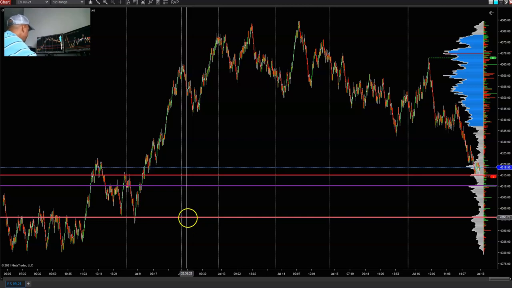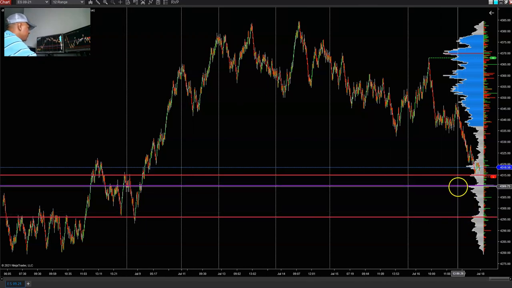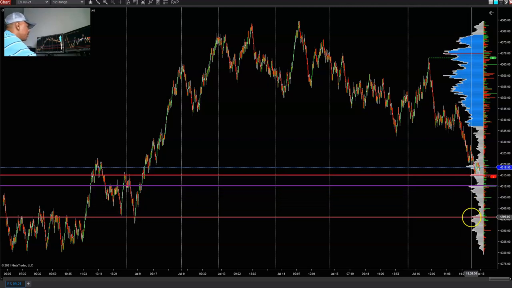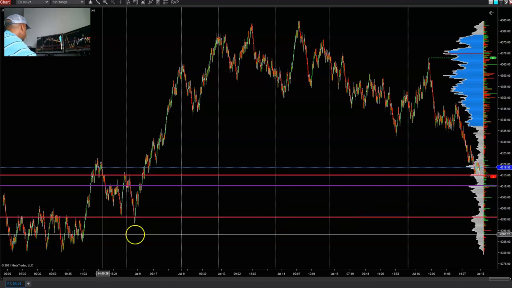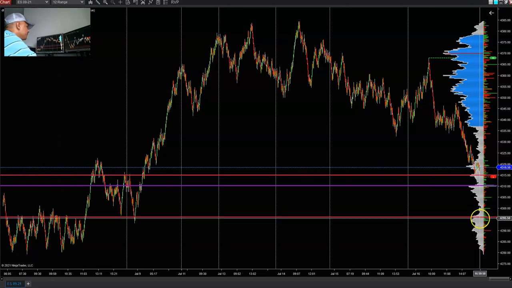42.96 area. We have this low volume area right here, so price can push through from 43.10, have a breakdown, moving through this low volume area to the 42.96 area. So there's a level there. We have support sitting there. It's a high volume area there.